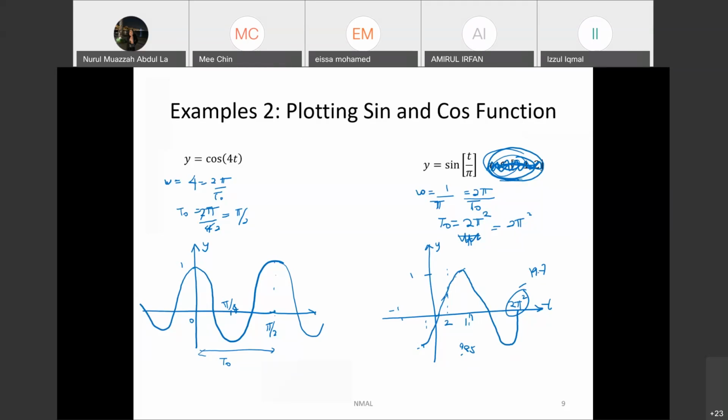Okay. So let's move on. Yes, ma'am. If there is not any condition given, what would be there? You just draw the whole cycle like this. Just draw the whole cycle. Yes. Okay, all right.